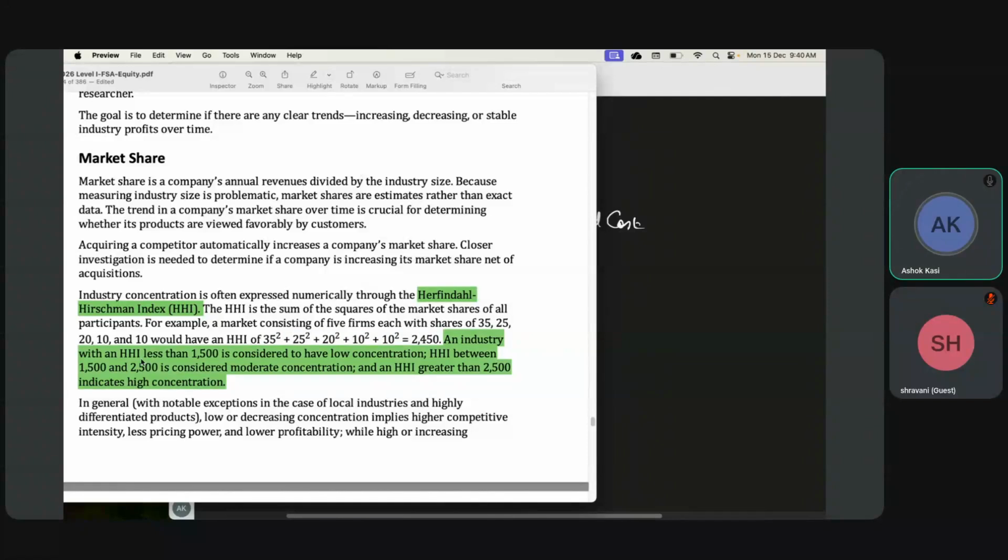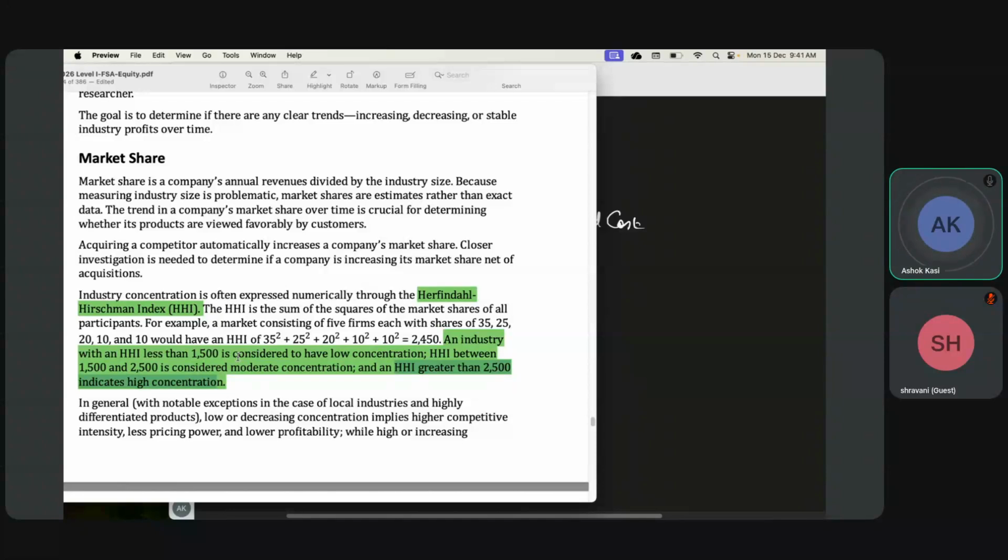So an industry with an HHI less than 1500 is considered to have low concentration. HHI between 1500 and 2500 is considered moderate concentration, and greater than 2500 indicates very high concentration. That means few companies are controlling the maximum part of the industry.